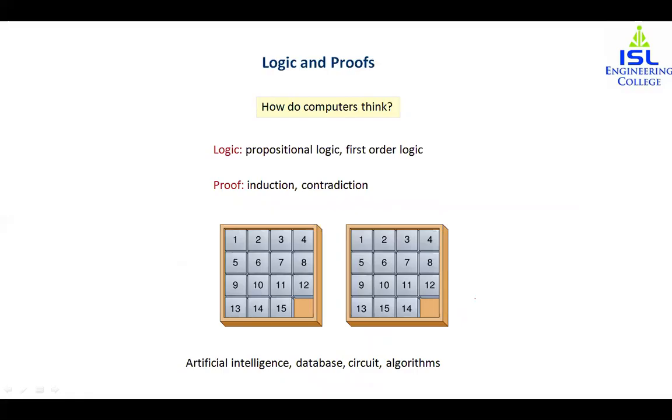So why do we need logic and proofs? For this, we have to understand how do computers think. And the areas in which propositional and predicate logic are used are artificial intelligence, database, circuit, algorithms, etc. So these are the areas where logic and proofs are used.